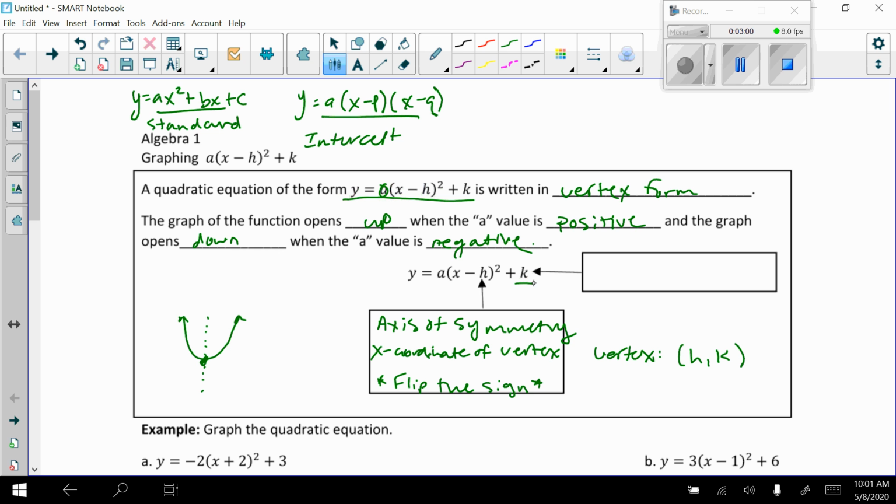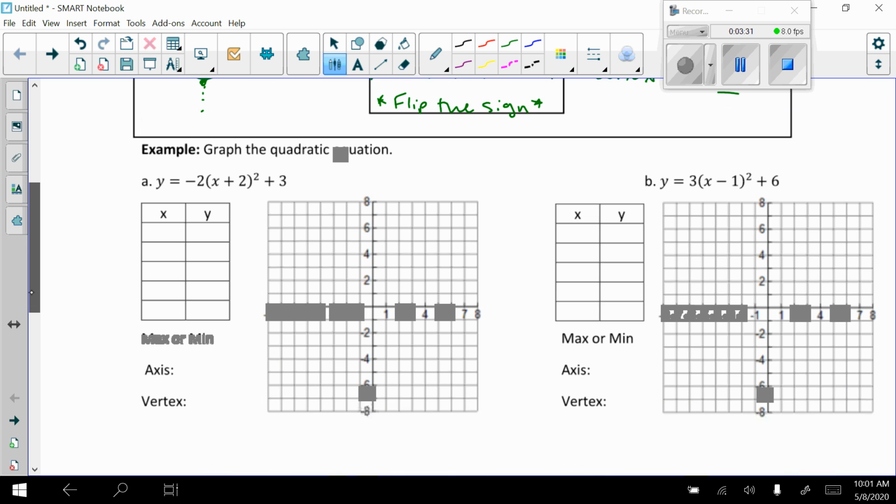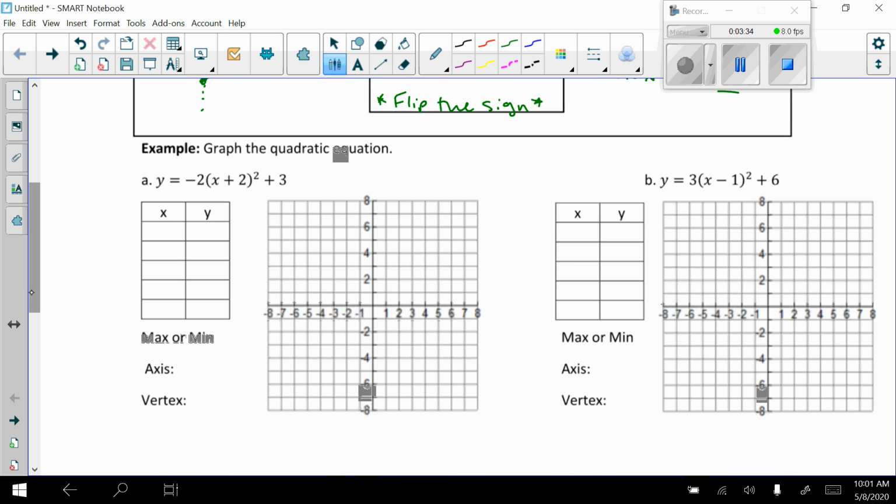The k value is the y coordinate of the vertex. I do not need to flip the sign of the k value because it's just written as positive. I can just take it for what it is. Let me give you an example of all these things. This is probably the easiest form of quadratic equation to work with because the vertex is so easy to find.